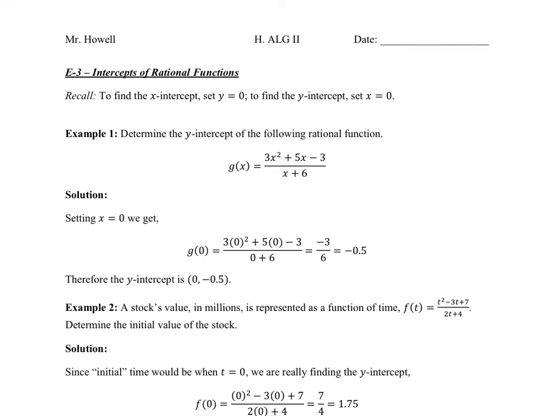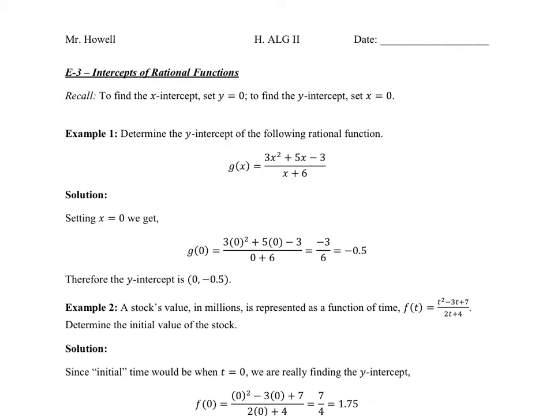We've done so far discontinuities in the form of vertical asymptotes and holes. We've also looked at horizontal asymptotes. So we have vertical asymptotes and holes for discontinuities, horizontal and slant asymptotes for end behavior. What we're going to look at today are intercepts.